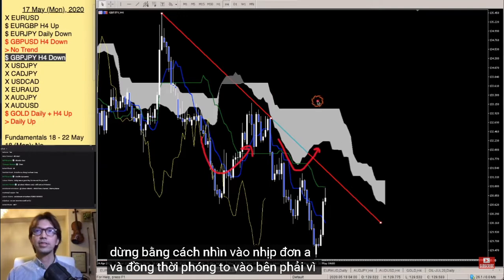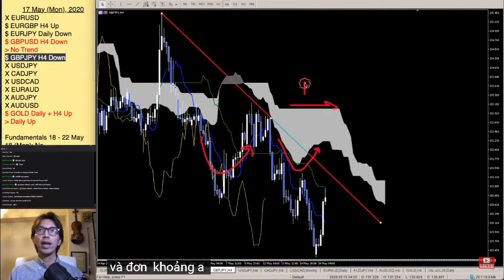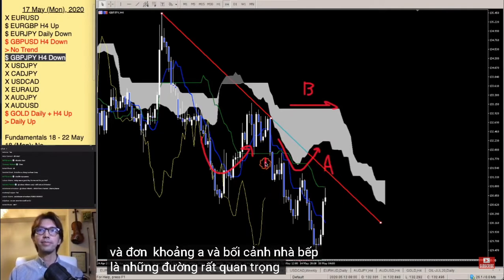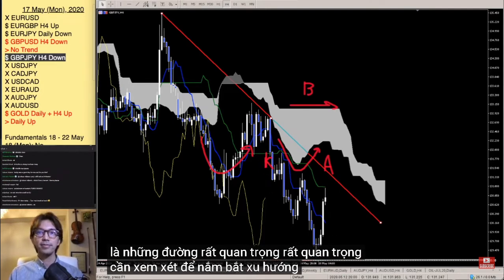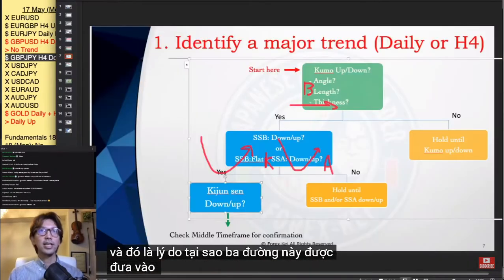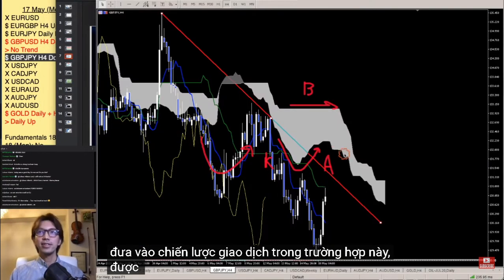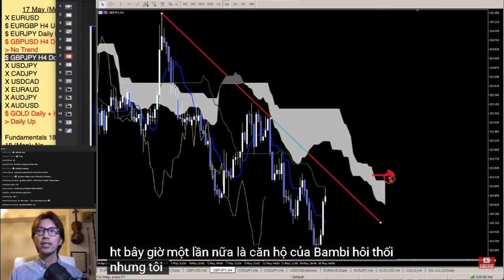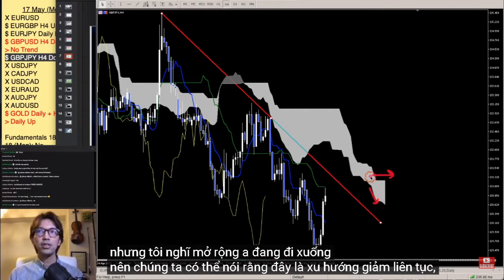So these three lines, Senko span B, Senko span A, and the Kijun Sen, are very important lines to look at to capture a trend. And that's why these three lines are included in this trading strategy. Okay. So what's happening right now is, again, the Senko span B is flat, but the Senko span A is going down. So we can say that this is continuous downtrend.